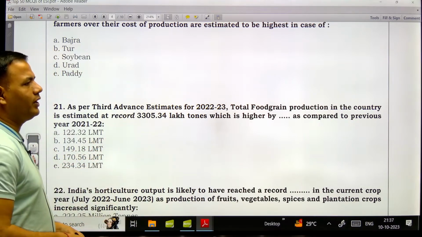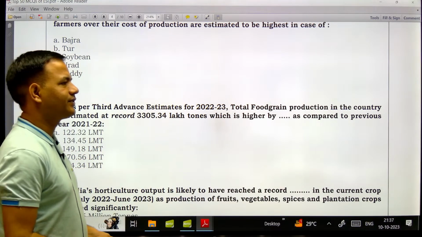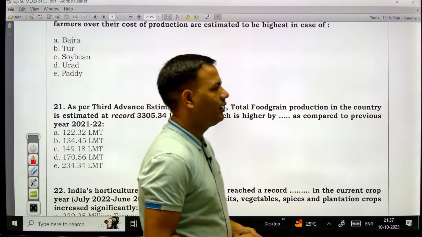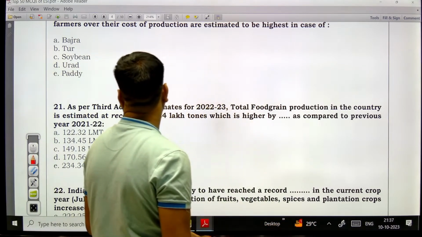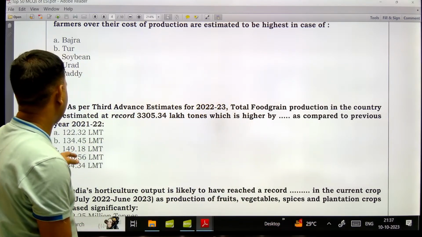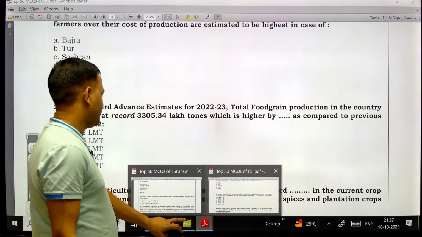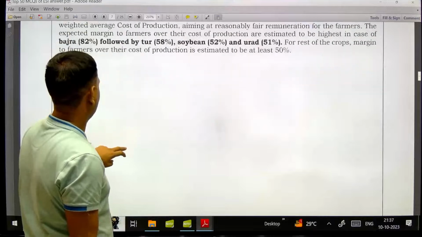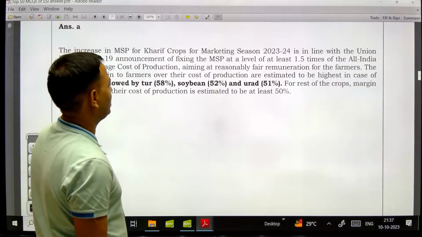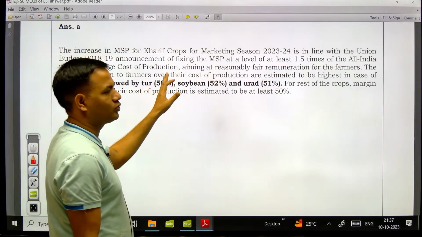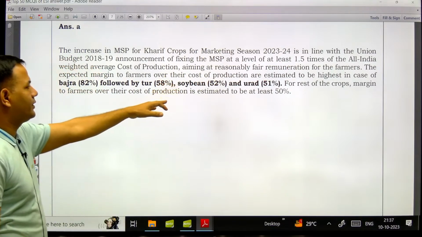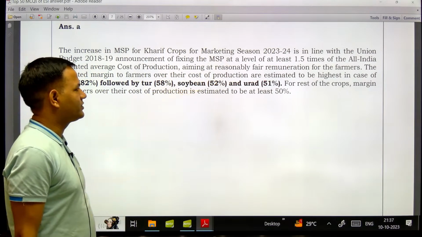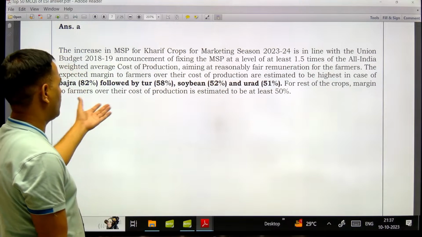So 330.5, everyone will be reading this data. It is 22.32. I think it is C. Answer is C. This Bajra 82%, followed by tur and soybean 52%. These are the top 4 crops.